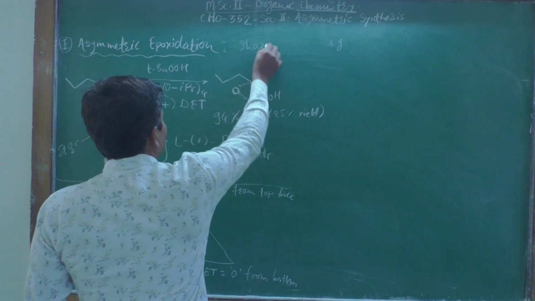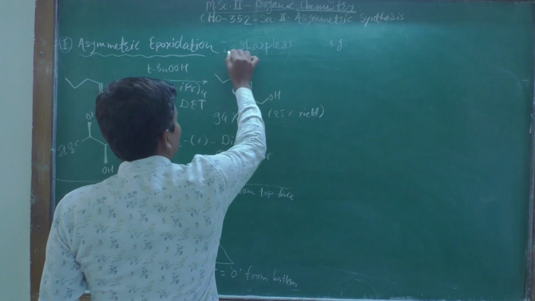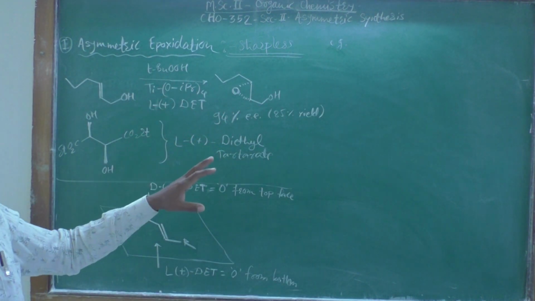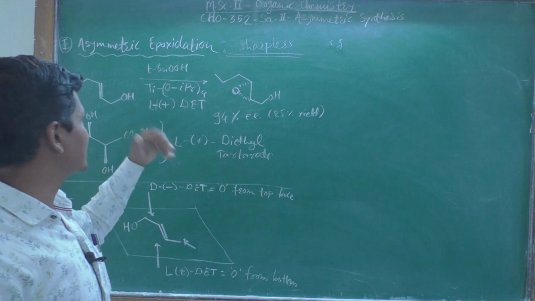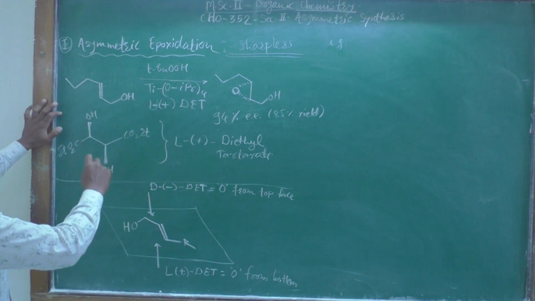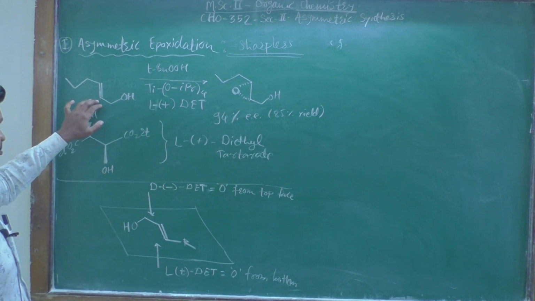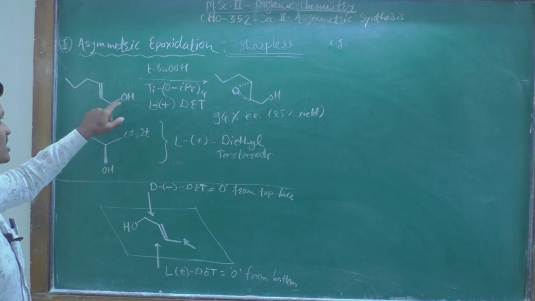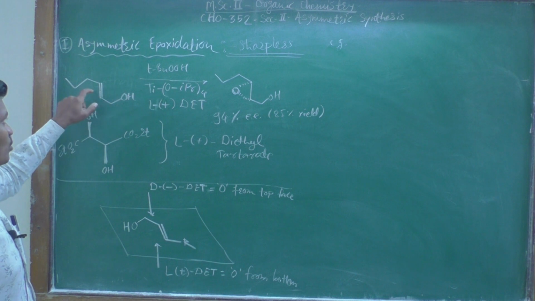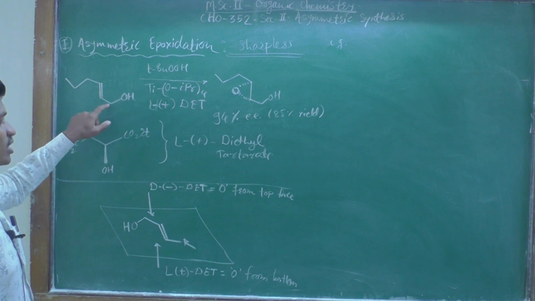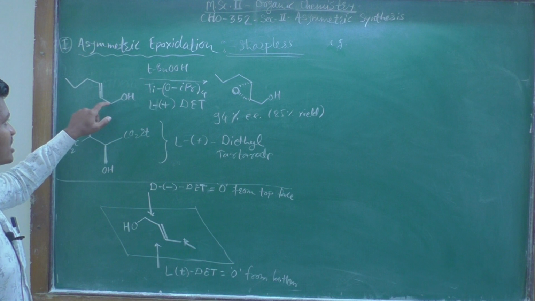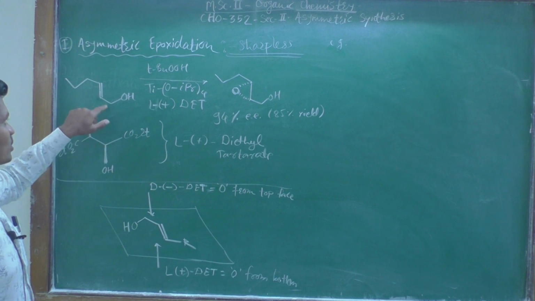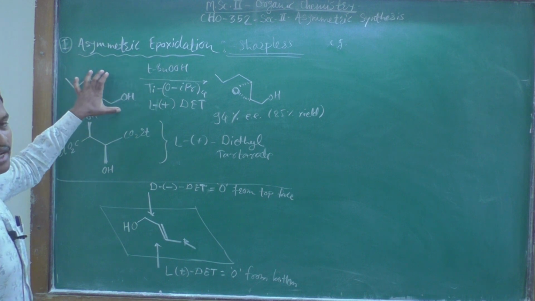What is this Sharpless? Sharpless is the name of the scientist who discovered this reaction. He took an allylic alcohol. In an allylic alcohol, the hydroxy group is adjacent to an sp3 carbon, and this sp3 carbon is attached to the vinylic carbon, that is the alkene. This moiety is called an allylic alcohol.